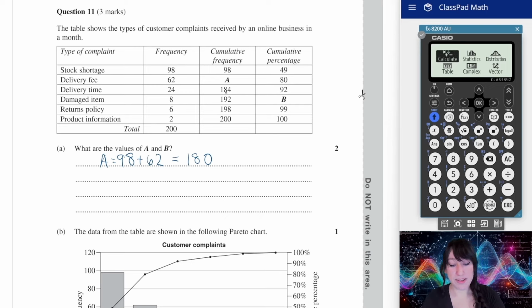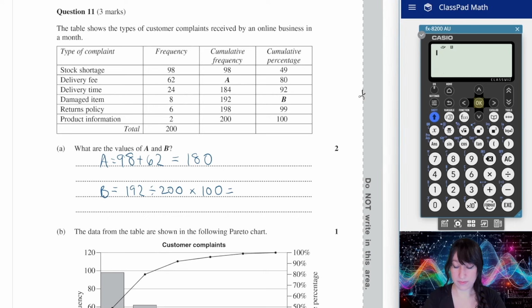So we just need to find out what 192 is as a percentage of the total, which, as we can see, is 200. They're writing that column as a whole number, so we'll just multiply by 100, which is 96.